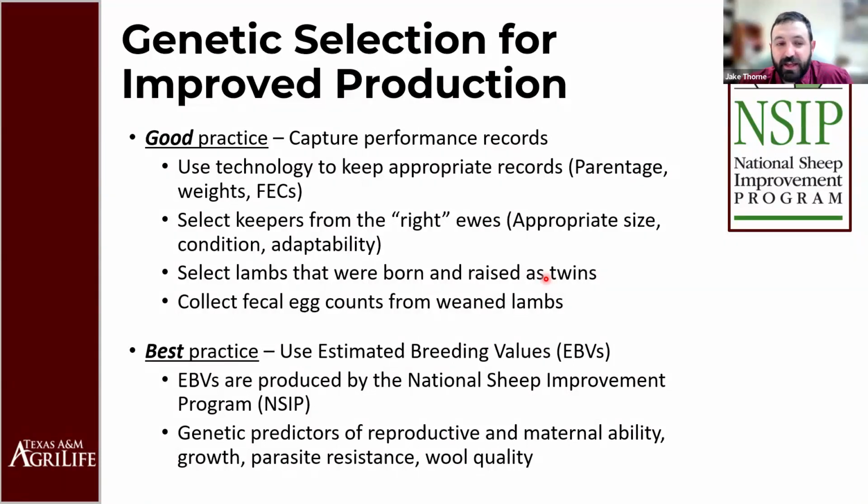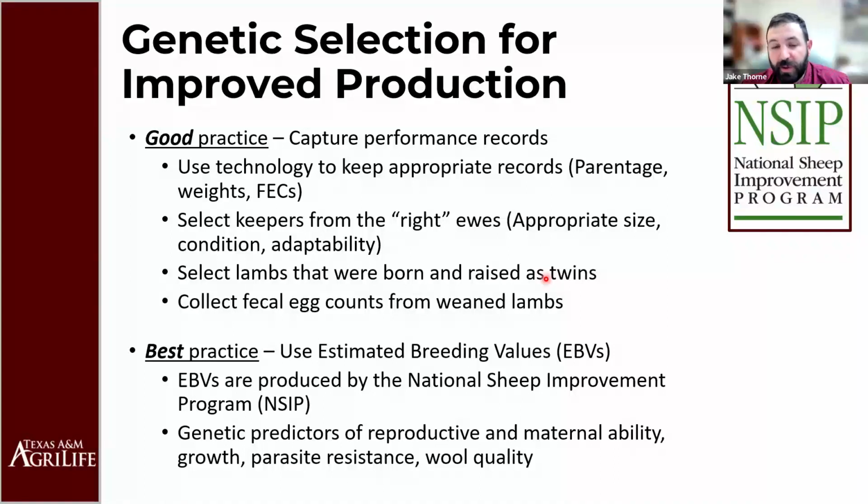But with all that said, the best practice is to take those raw records, those raw data, and get them into the National Sheep Improvement Program to generate estimated breeding values. And so if you're not familiar with NSIP and EBVs, it's a quantitative genetics program, and the output of it are genetic predictors for a whole suite of traits, including many of the ones that I've described and some others that I haven't so far.